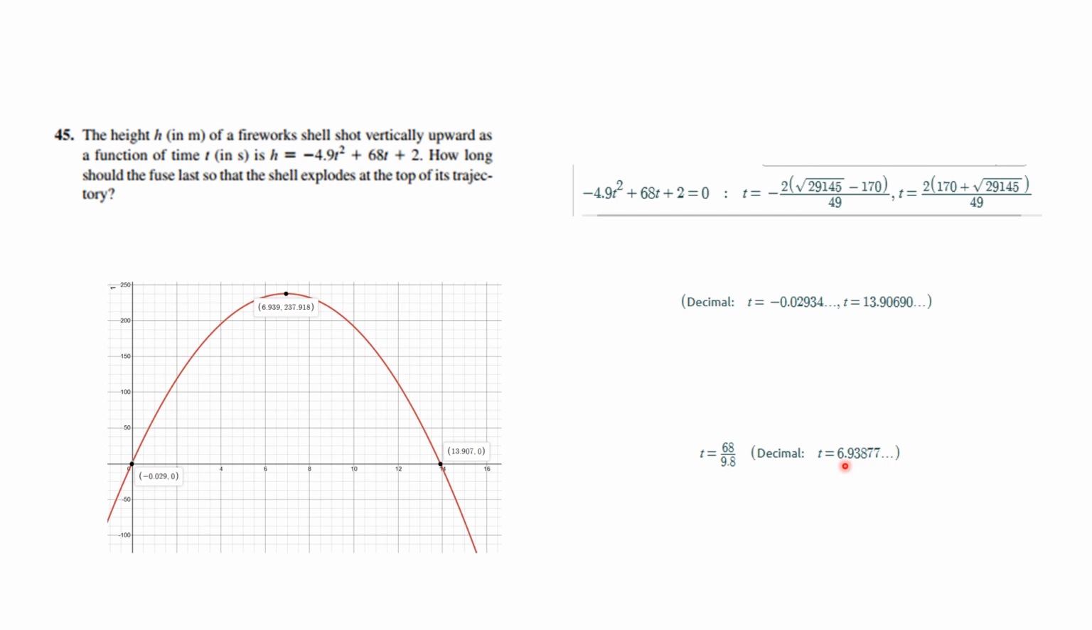And if you want to know how high this firecracker is, you'll take this value of t and substitute it back into this equation. If you do that, these are the coordinates of the vertex that you get.